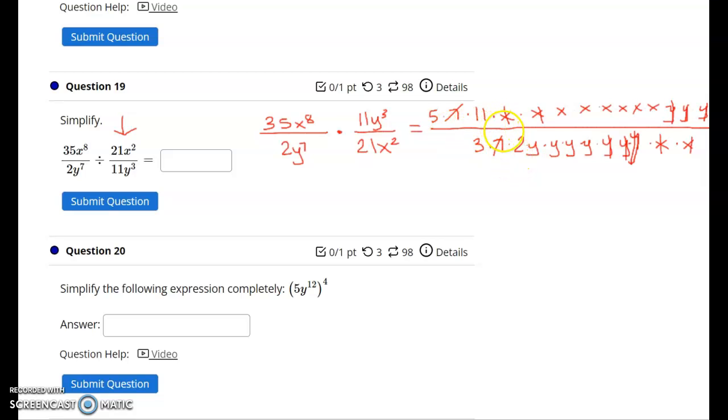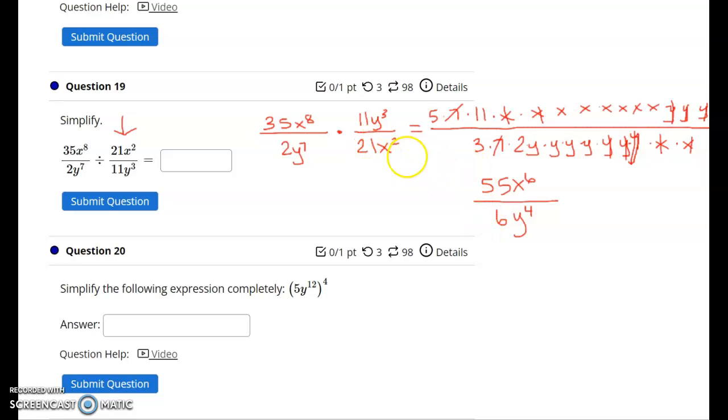So on the top we're still going to have 5 times 11, so 55, x to the 1, 2, 3, 4, 5, 6. So 55x to the 6th over 3 times 2, or 6. The x's are gone down there, so we have y to the 1, 2, 3, 4.